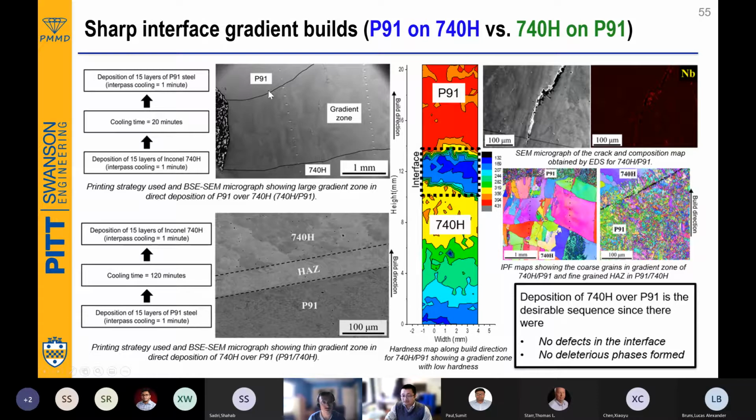So we actually find that printing P91 on 740H, you find this cracking very easily. But if you print the other way, you don't find a lot of cracking. If I come from the metallurgical side, I will probably not think too much about it. I will think about the microstructure level. And indeed, this can explain to some extent.